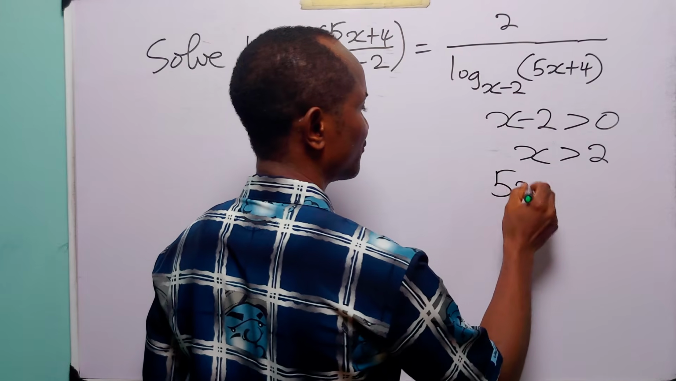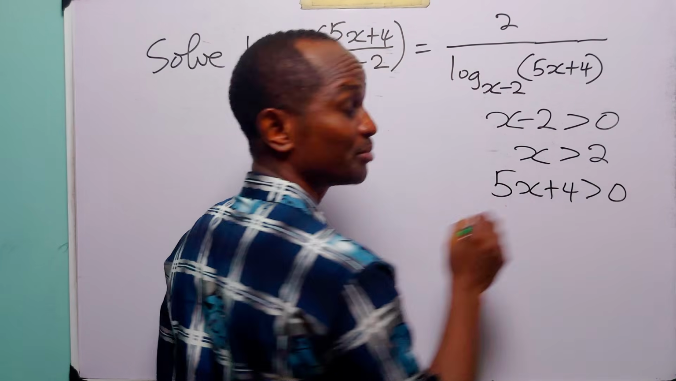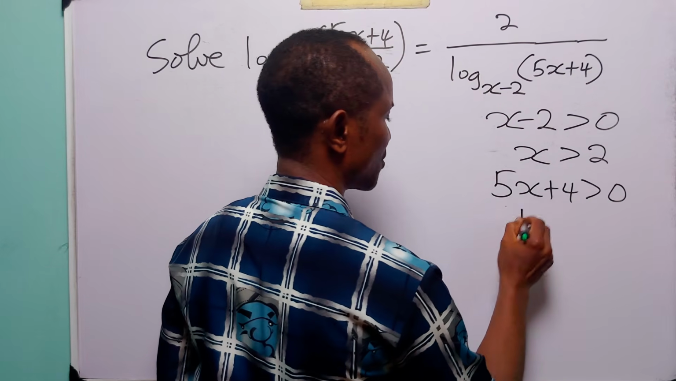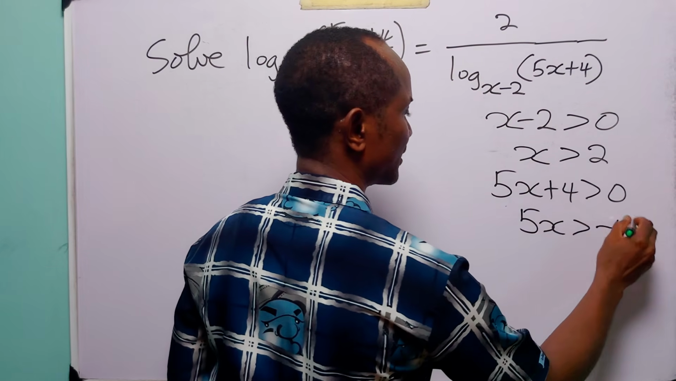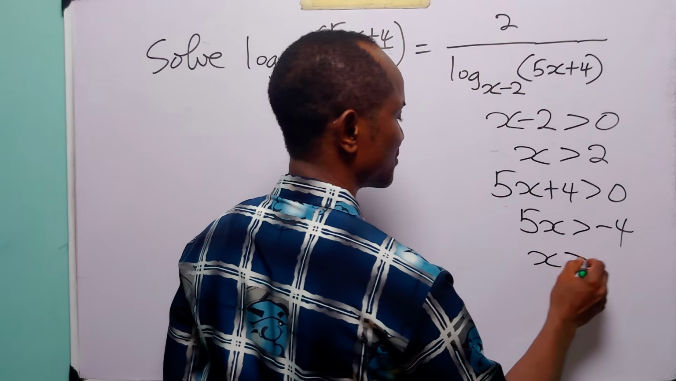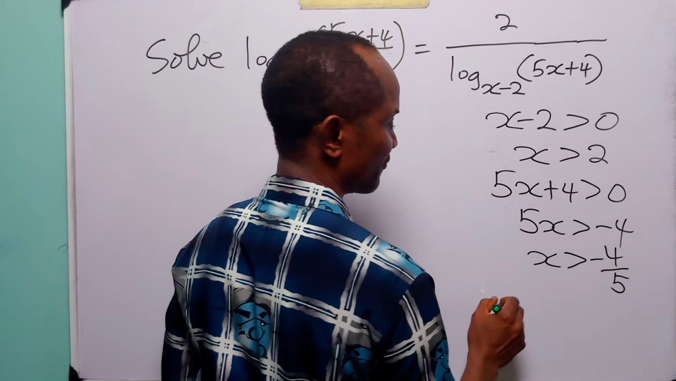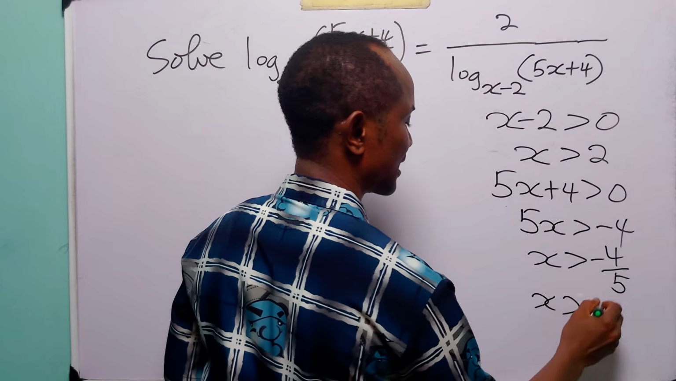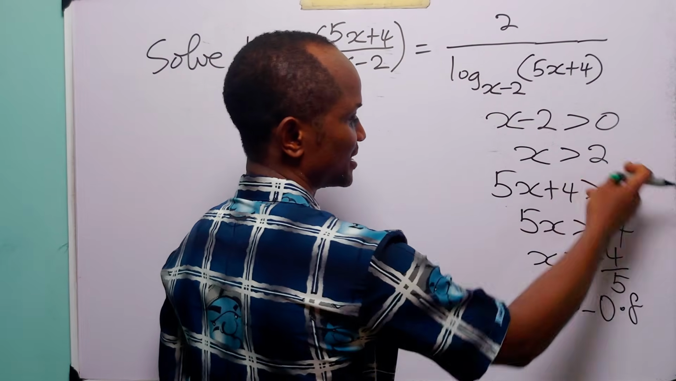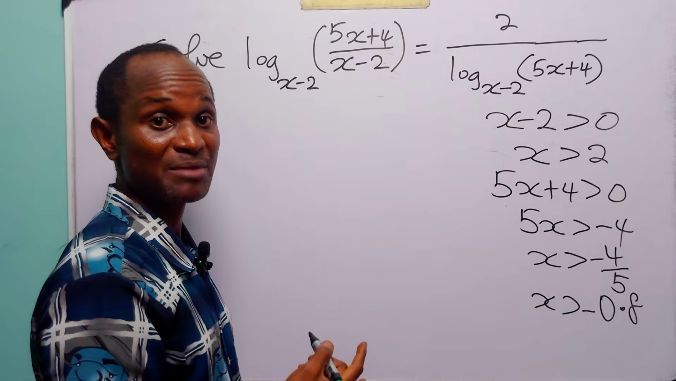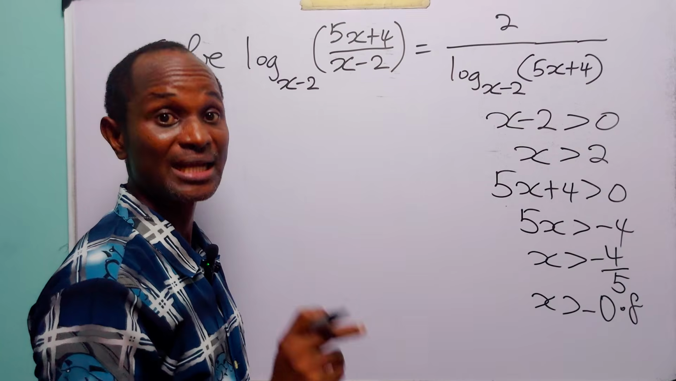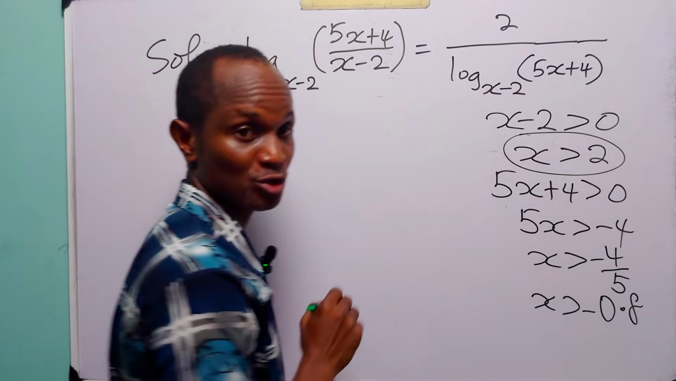So we have that 5x plus 4 must also be greater than 0. Now, when we subtract 4 from both sides of this inequality, we have that 5x must be greater than minus 4. And dividing both sides by 5, we have that x must be greater than minus 4 over 5. That is, x must be greater than minus 0.8. Now, since this value is bigger than this value, it simply means that for a solution to this logarithmic equation to be acceptable, it must be greater than 2.